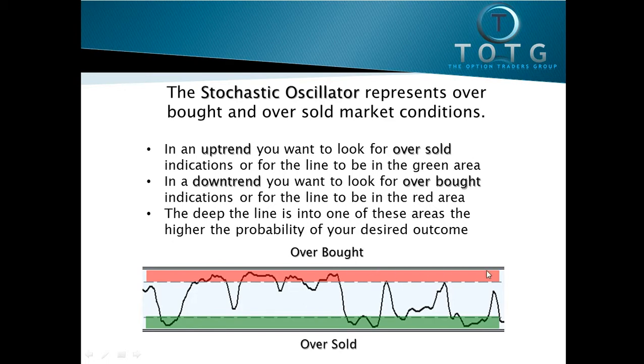You can, but if you are looking for high probability entries, you want to try to stick to the extremes, okay? And these lines can be set. The dotted lines here can be set. Some people use 70 and 30. I like to use 80 and 20 to give a little more solid signal and a more extreme signal.